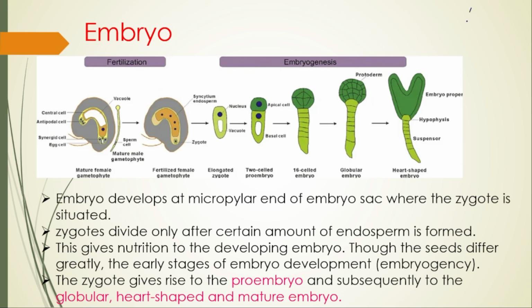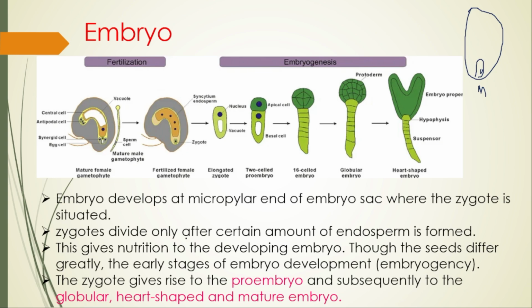When we talked about the embryo sac, synergids are going to be degraded, isn't it? There is only the presence of the zygote. This zygote is at the micropylar end. So this zygote will develop at the micropylar end, and it is going to form what? Embryo. The embryo develops at the micropylar end of the embryo sac, where the zygote is situated.